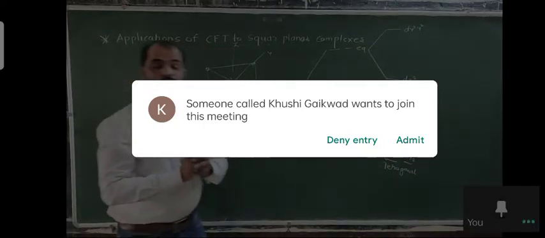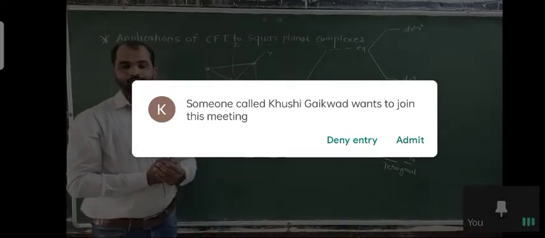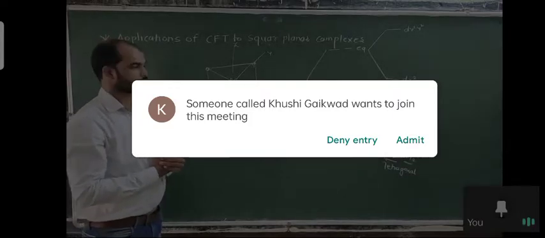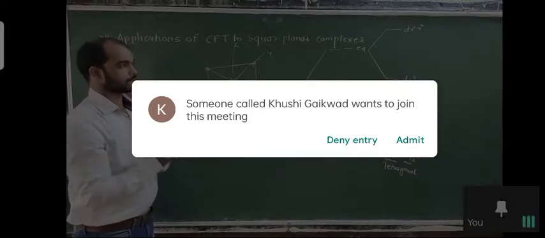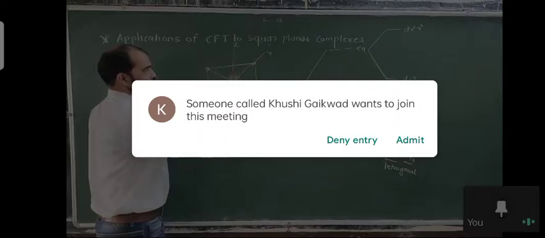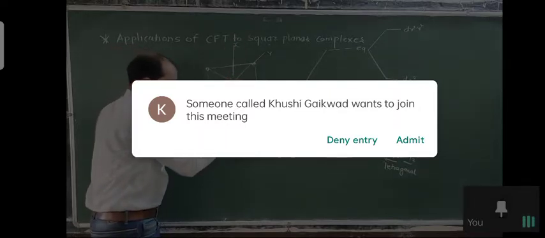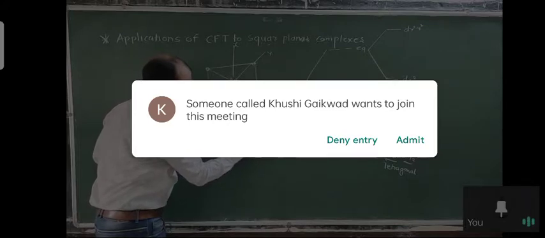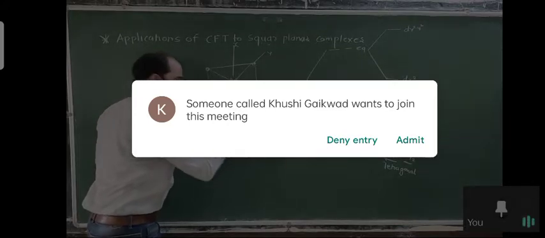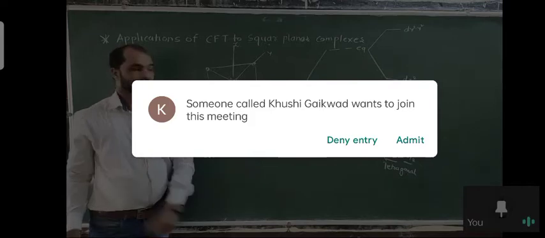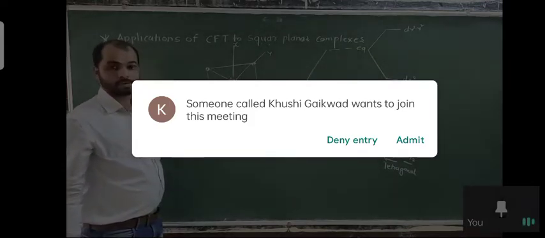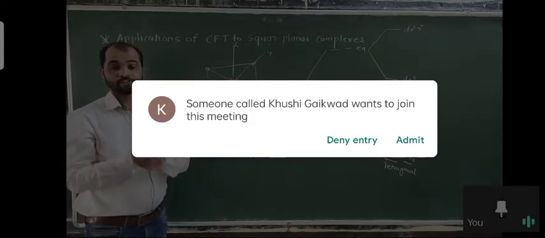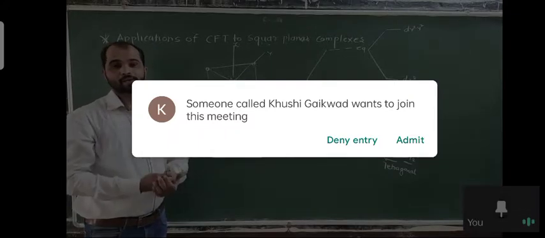Okay. So what happens in a square planar complex? In a square planar complex, there is a z axis, but on the z axis there is no electron, no ligand. There is no ligand. So this is the reason this square planar complex is split differently. It is a tetragonal.